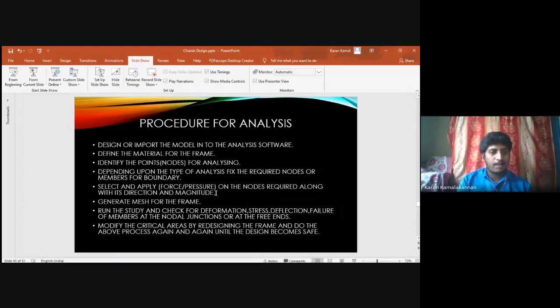That thing you must know. And next is the type of loads that you will be experiencing, like either a force or a pressure or a torsion or a torque. That type of force or torque you must know, with the direction and the magnitude also.